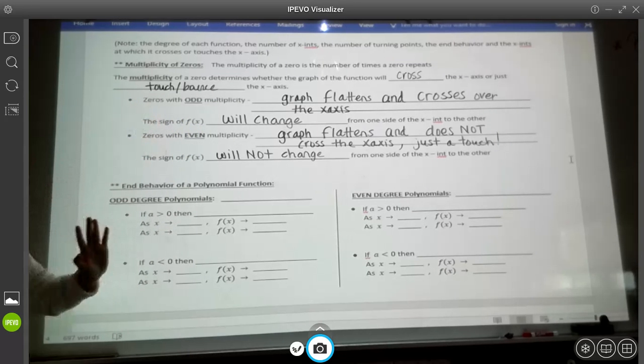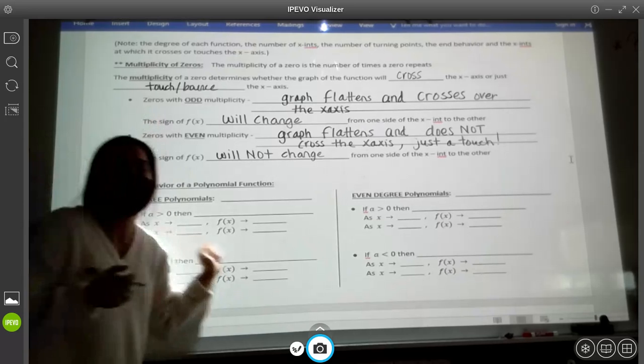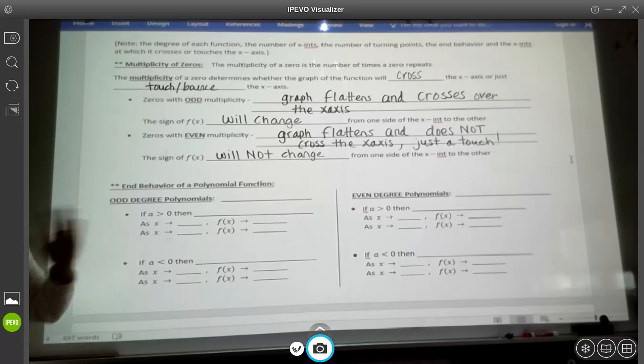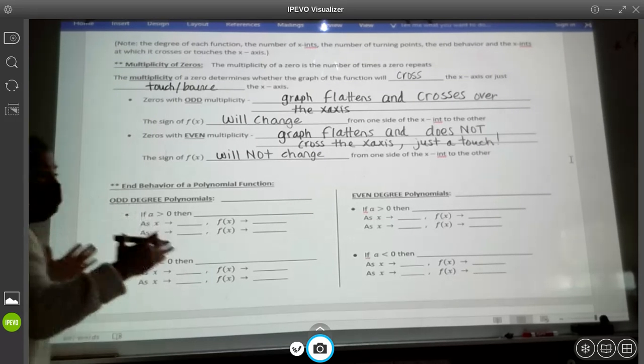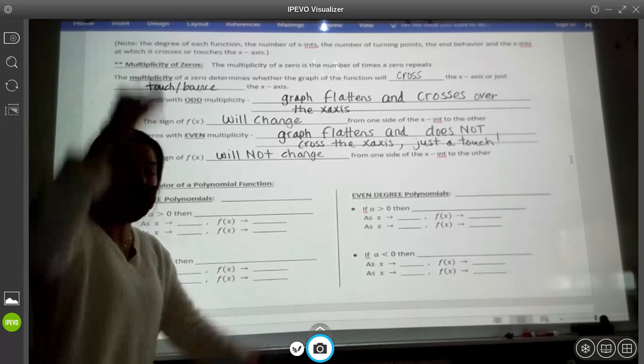All right, but either way, this is the end behavior information you guys should all know, so let's just fill it in and then we're going to end here. So remember, odd degree polynomials, the end behavior is opposite. One end has to be up and one end has to be down.